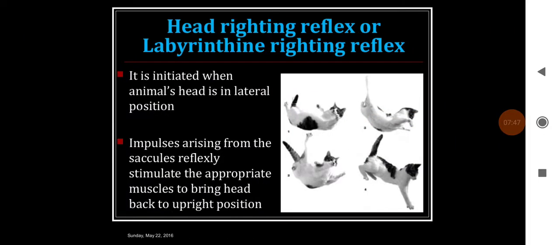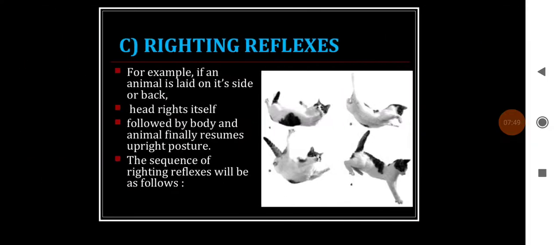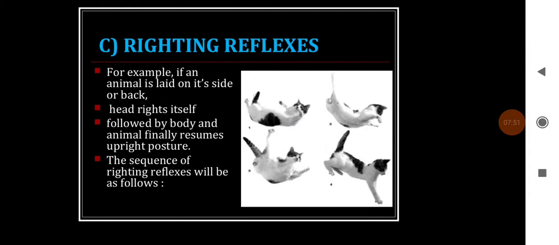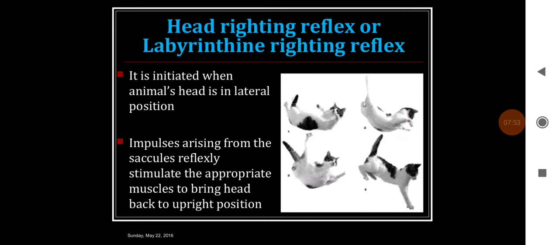It is the head righting reflex or labyrinthine righting reflex. It is initiated when the animal's head is in a lateral position. So this is the first righting reflex that we see in an animal. Impulses arising from the saccules reflexly stimulate the appropriate muscles to bring the head back to the upright position.